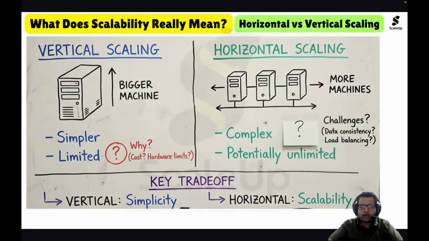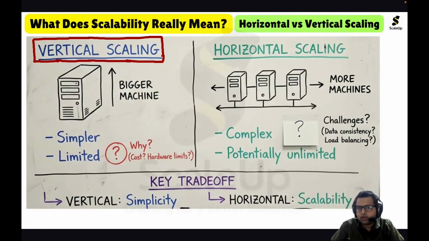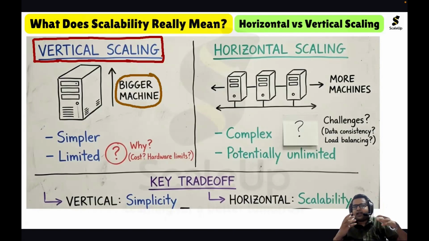So if we look at the difference between horizontal scaling and vertical scaling, in vertical scaling, we consider a bigger machine. The idea is that whatever machine we have, we add more compute power to it, more memory to it, add more resources to it. So that is vertical scaling.